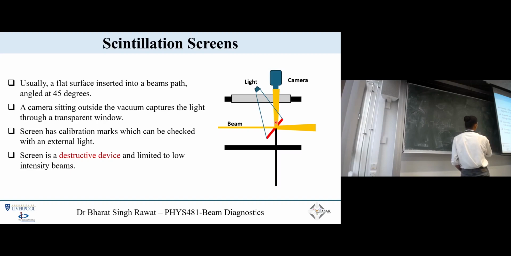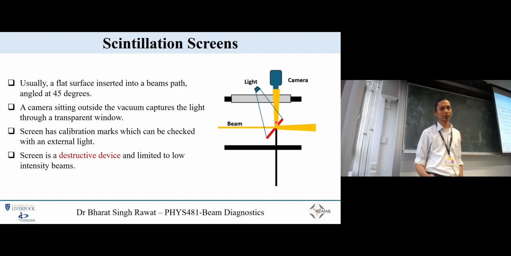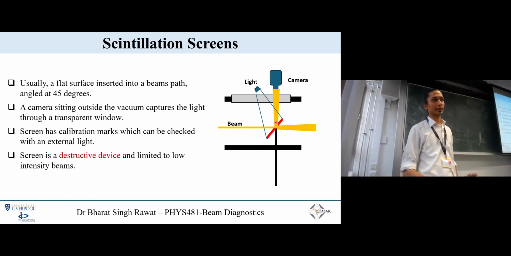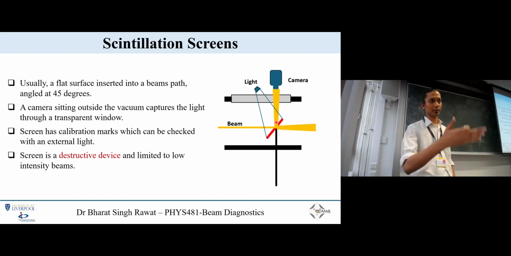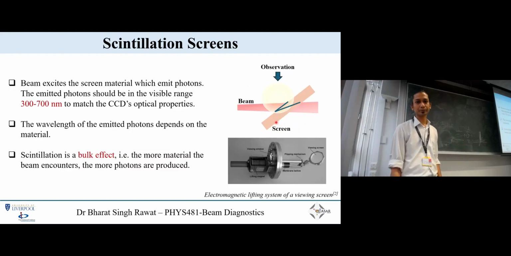And if you make it, let's say, more, then also you will lose, because more beam will interact with the material. So 45 degrees is like an optimum angle, which gives you a compromise between the loss and the measurement. And it is only used for very low intensity beam, since it is a destructive device and you are destroying the entire beam as you are putting the entire scintillation screen in front of the beam.